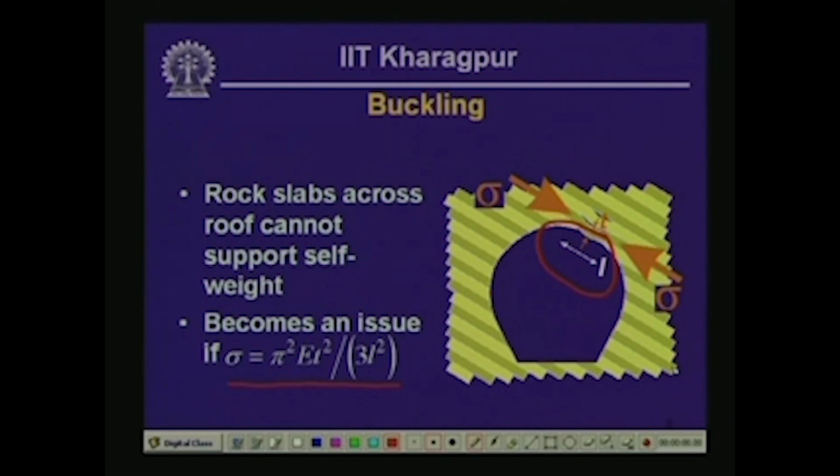Now, if sigma is less than the value calculated on the right hand side, then there is no problem. If sigma exceeds this value, then the possibility of buckling has to be taken care of in the tunnel design, or supports have to be designed in order to prevent such occurrences. As I have mentioned, this particular problem was also encountered in the headrace tunnel of the Nathpa Jhakri project in Himachal Pradesh, in addition to the squeezing problem that we discussed a few minutes back.